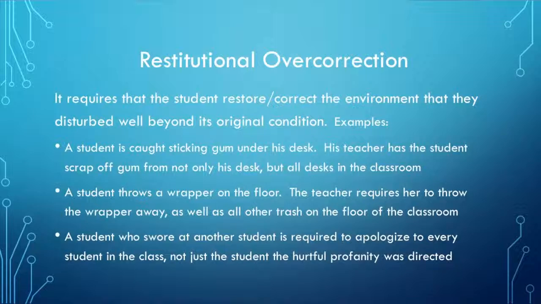Restitutional overcorrection requires that the student restores or corrects the environment that they disturbed well beyond its original condition. For example, a student throws a candy wrapper on the floor. The teacher requires her to throw the wrapper away as well as all other trash on the floor of the classroom.